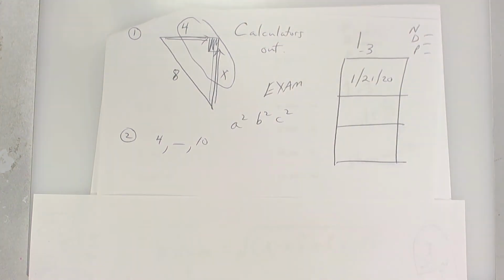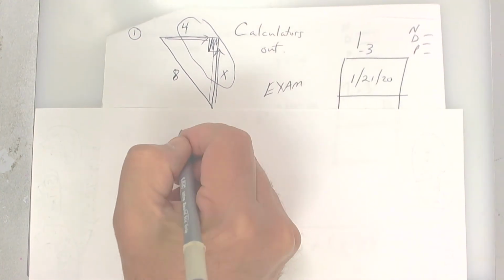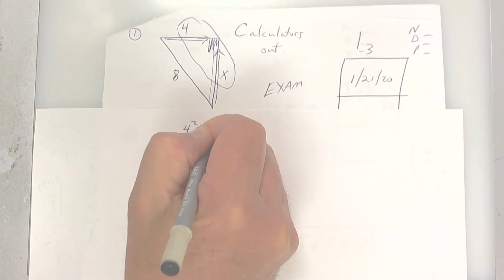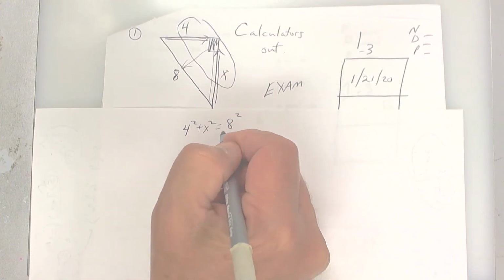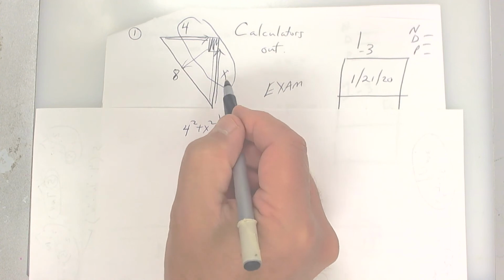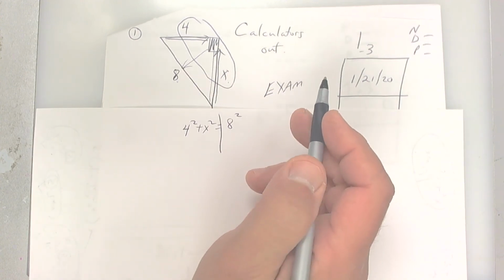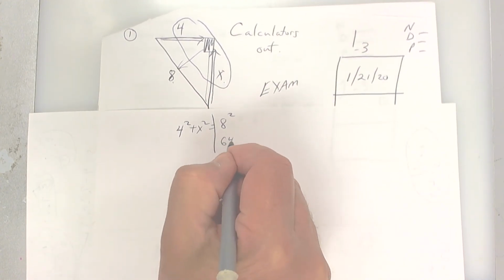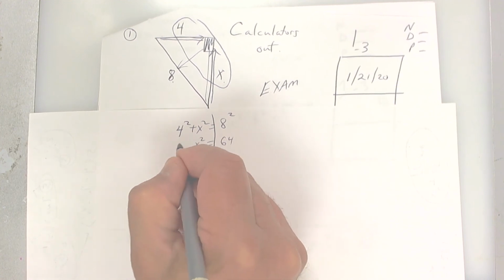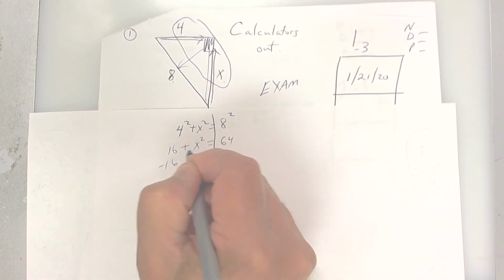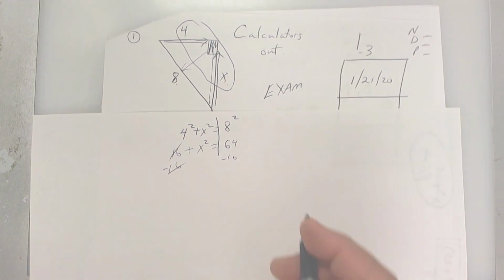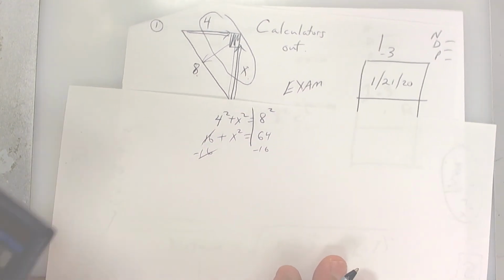So that's going to be 4 squared plus x squared is equal to your hypotenuse. Remember, by definition, hypotenuse is the biggest, so your answer should be less than 8. So this one is 64. This one is 4 times 4 is 16. So you want to subtract 16 from both sides. You're going to need your calculator, so have it out. Get it out of your book bag.